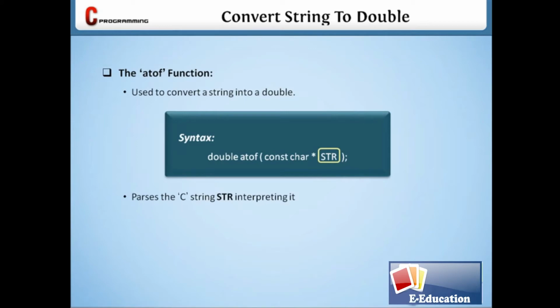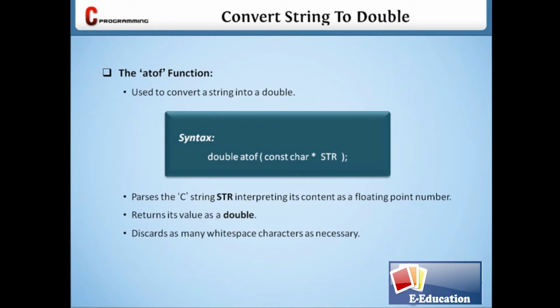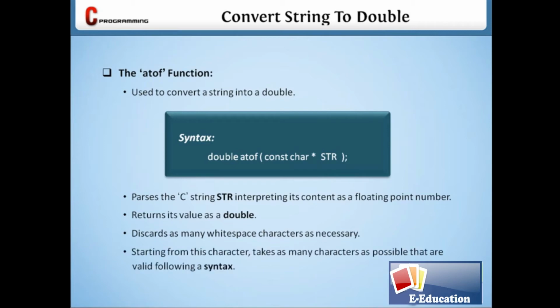Here, it parses the C string str, interpreting its contents as a floating point number, and returns its value as a double. The function first discards as many whitespace characters as necessary until the first non-whitespace character is found. Then, starting from this character, it takes as many characters as possible that are valid following a syntax resembling that of floating point literals, and interprets them as numerical value. The rest of the string after the last valid character is ignored and has no effect on the behavior of this function.